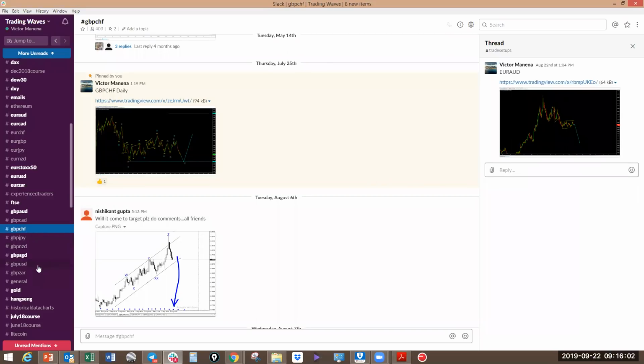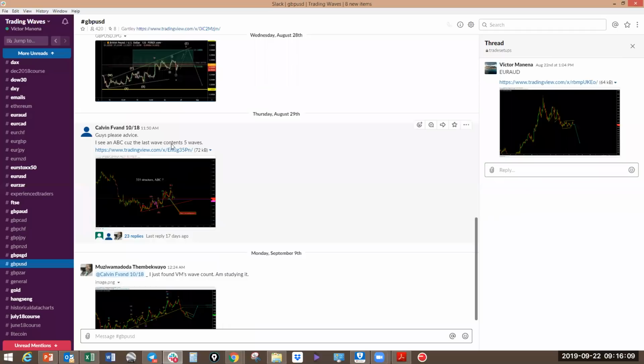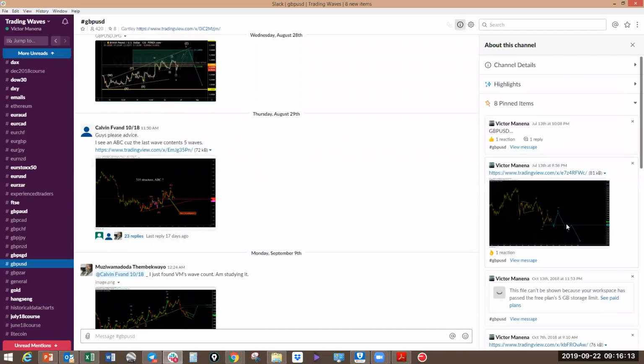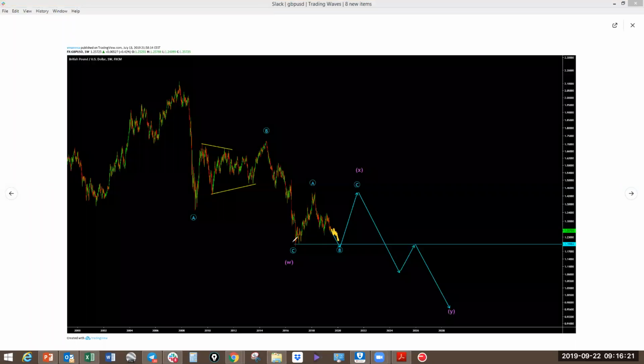Now let's look at another one. Another one was pound US dollar. Now pound US dollar, let's have a look at pound US dollar on the pinned charts. If you look at this one, this on the weekly. I showed that we're going to drop here. We have dropped. Yes, we did not reach this blue line. We dropped here and now we are here.